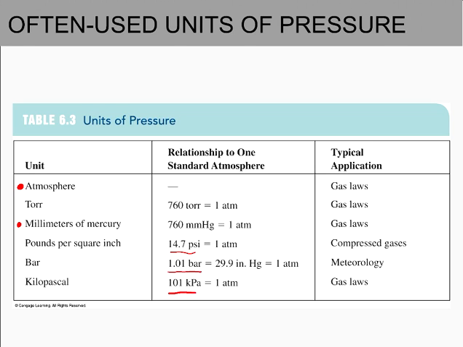And then off to the right, you can see some typical applications for each unit. So for compressed gases, we typically use PSI, and in meteorology, we typically use bar.